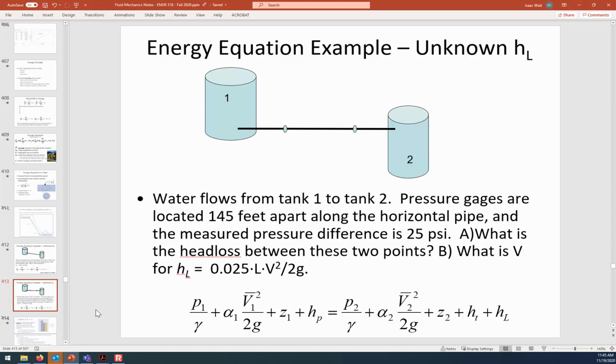Okay, so any questions about the energy equation so far as we're applying it for these first two examples?